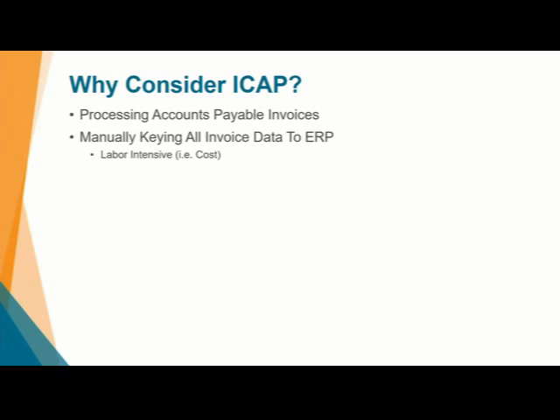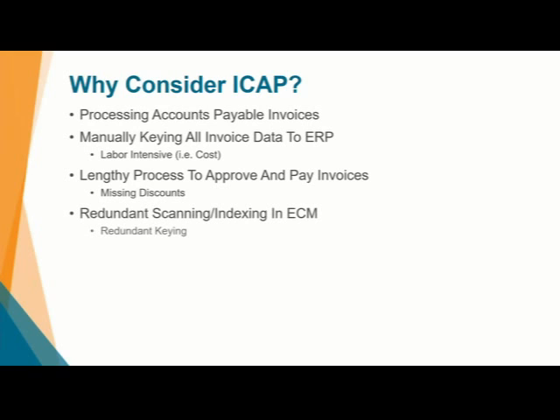Obviously, that's very labor intensive to key all that information, and even if it's a lengthy process to go through that whole approval process to get to the payment of the invoices, you might be missing discounts, you might be paying some late fees. This Intelligent Capture for Accounts Payable can speed that extraction up front and really help to streamline that process. If you're redundantly indexing documents inside of your ECM system after you've already keyed that information into your ERP system, all that redundant keying can go away along with this. Again, speeding the process, saving costs for your organization.